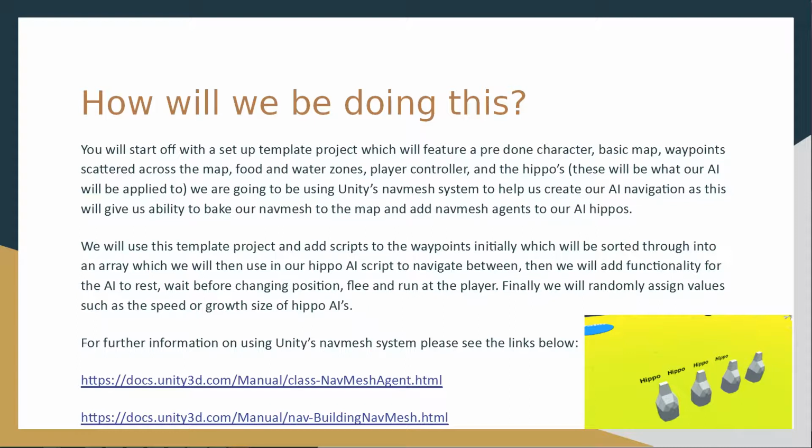And finally, we will go through assigning slightly random values for important things like the speed of our wandering AI hippos.